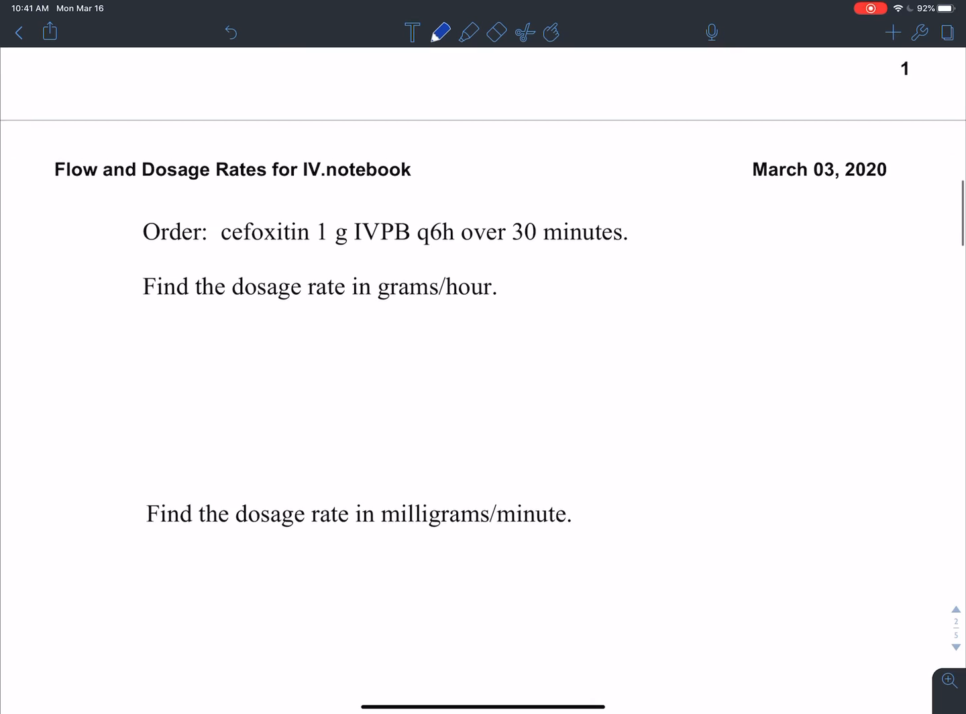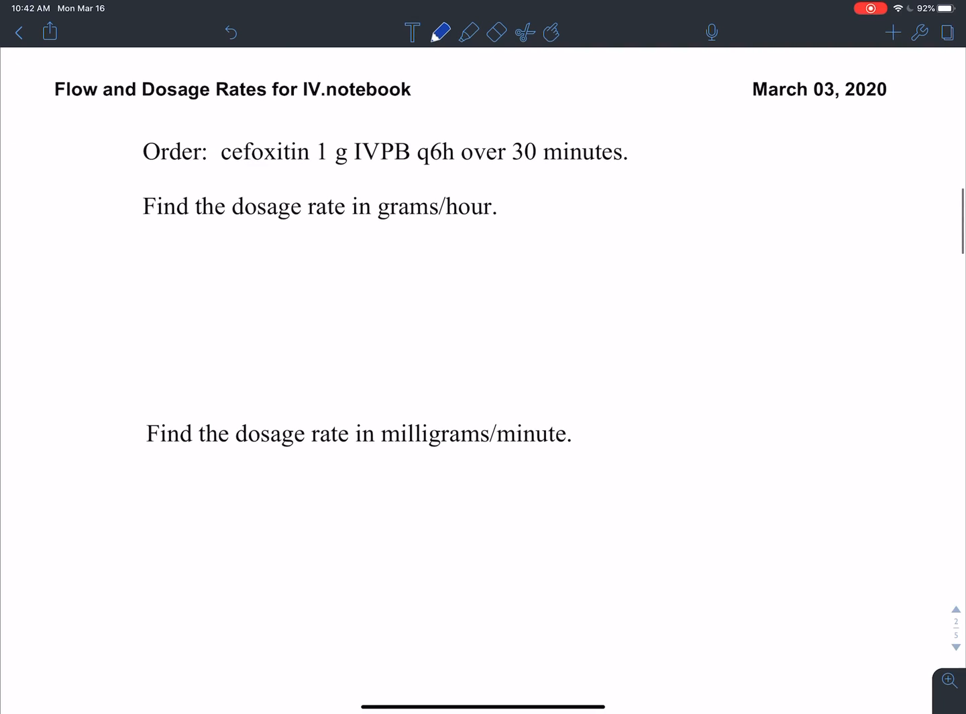If we look at another example, our order is cefoxitin, 1 gram, intravenous piggyback, every 6 hours, over 30 minutes. First, we're going to find the dosage rate in grams per hour. If I look at the problem, they tell me that this patient is getting 1 gram every 30 minutes. So I have the numerator correct, grams, but I need to convert those minutes to hours.